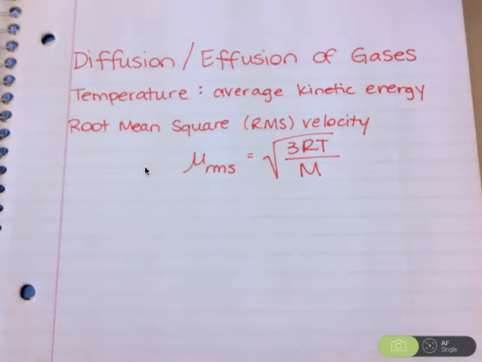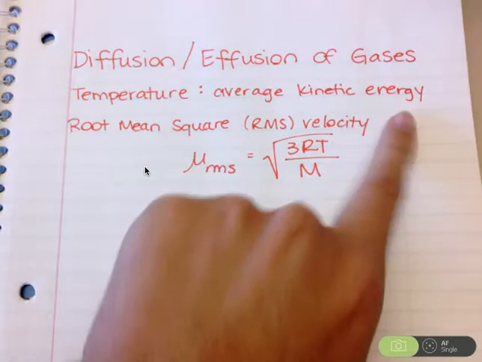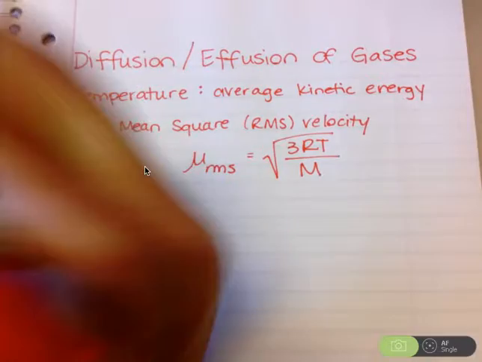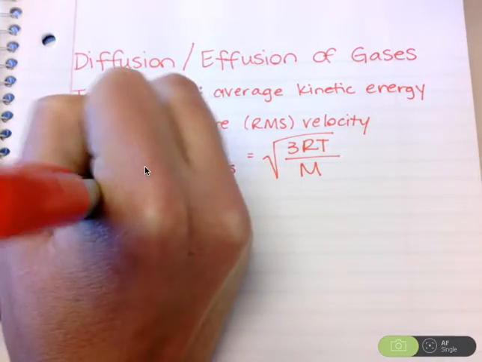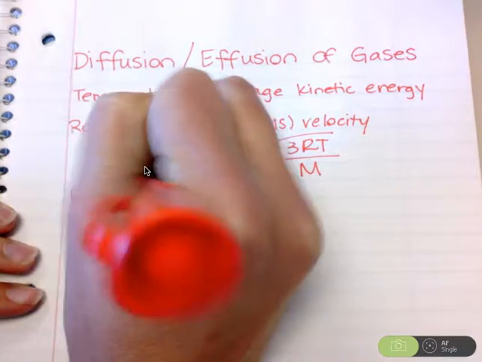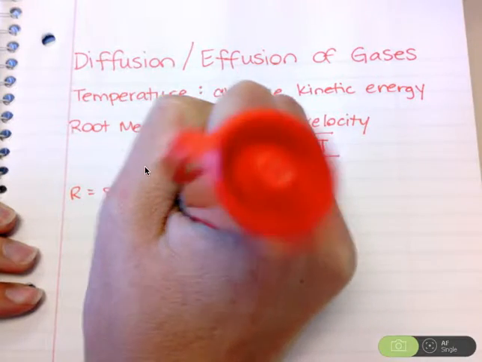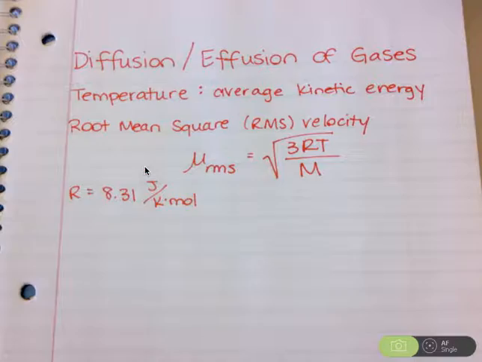But before we use this equation, we have to be very careful because the R in this equation needs to be related to joules, because energy is related to joules. And so our R value has to be 8.31 joules per Kelvin mole. And that is how we must use this equation.